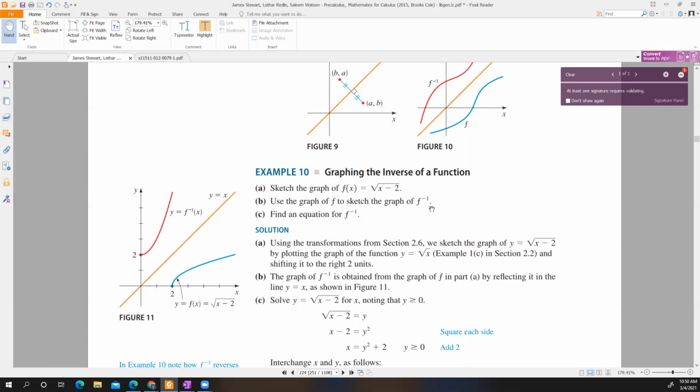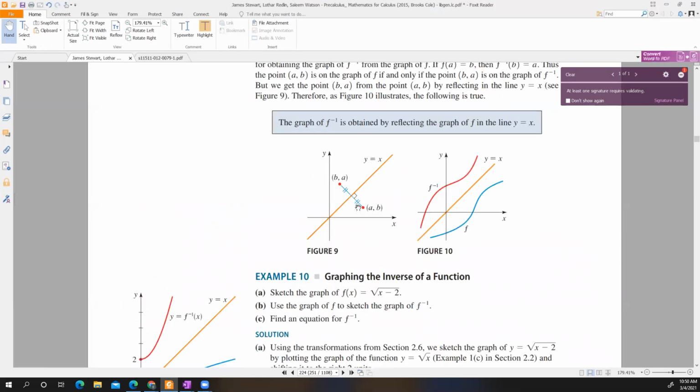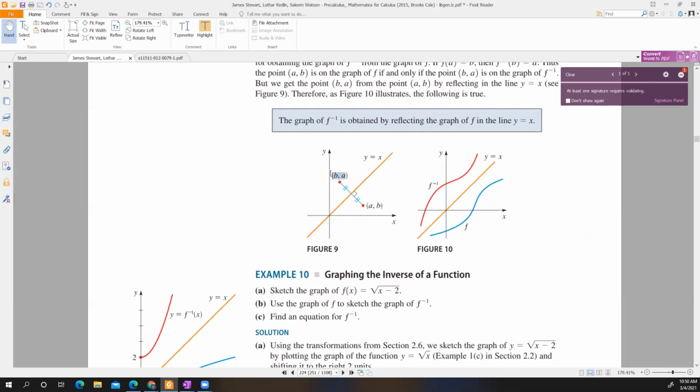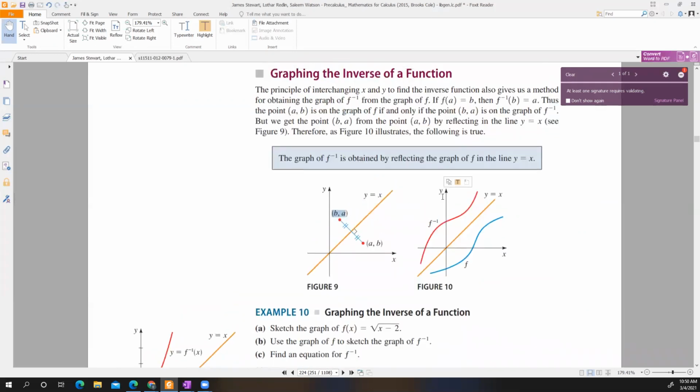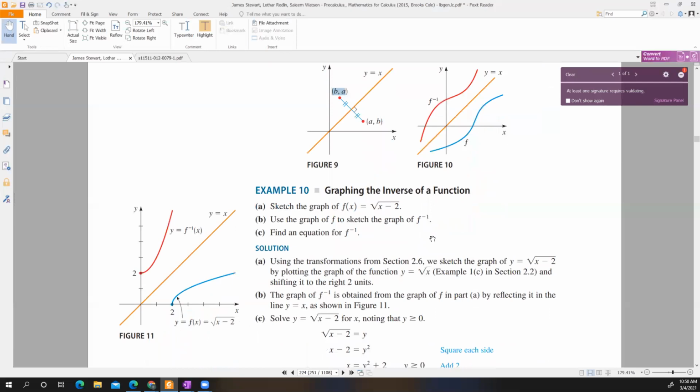And here's another plot. Here's what I was trying to draw. So you have this point (a, b). If (a, b) is a point on the graph, then (b, a) is a point on the graph of the inverse. And they're symmetrical about this line. You're just reflecting them about it. And here are some more examples of plots.